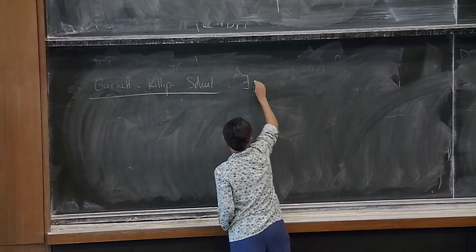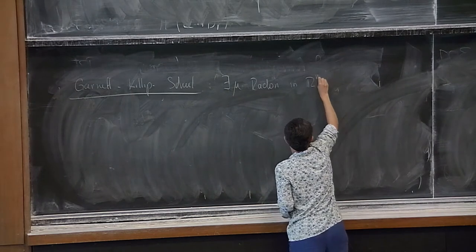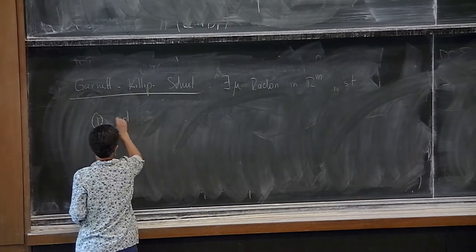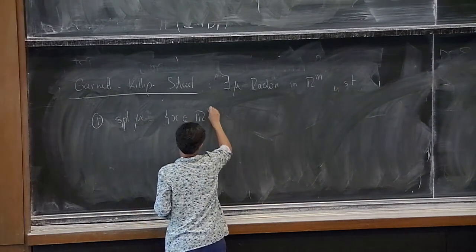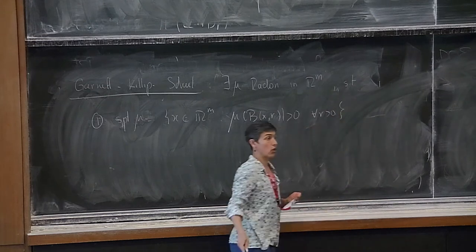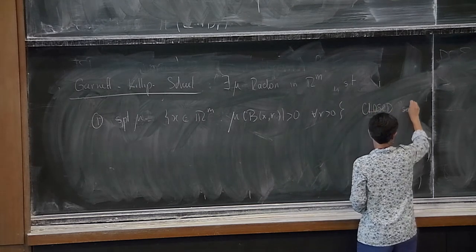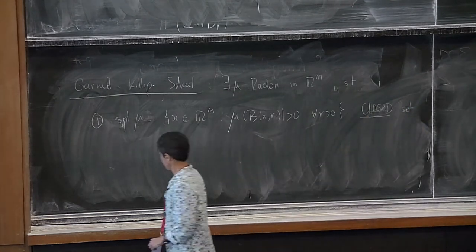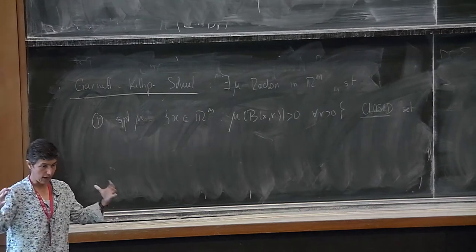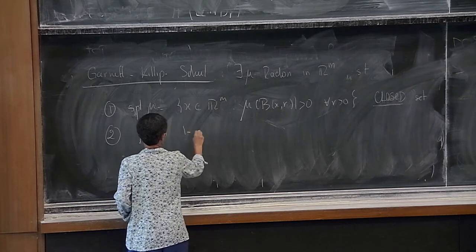They construct a Radon measure mu. I'll try to tell you how you construct it, but Radon in R^m such that here are all the properties. One, let me define the support of mu as the set of points x in R^m such that mu of B(x,r) is positive for every r. This is a closed set. Because we're all biased, we think this measure is fat, because its support is all of R^m. Two, mu is one-rectifiable.